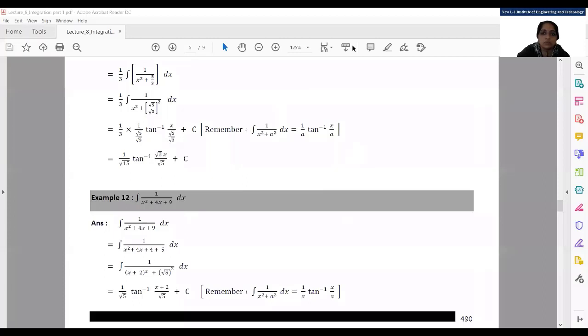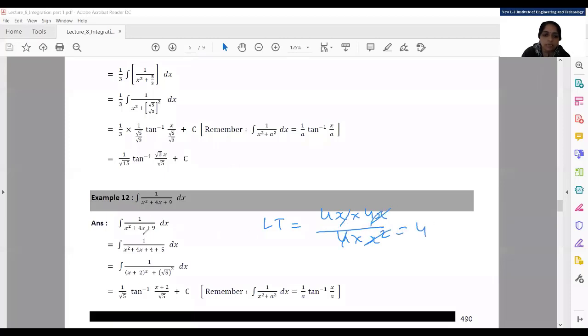Okay, now our given example in the form of quadratic equation. Here, integration of 1 upon x square plus 4x plus 9. So this is my perfect square, but this is not the whole square. So my first term is x square, middle term is 4x. So my last term is middle term square, 4x into 4x upon 4 into first term. So my last term is 4.